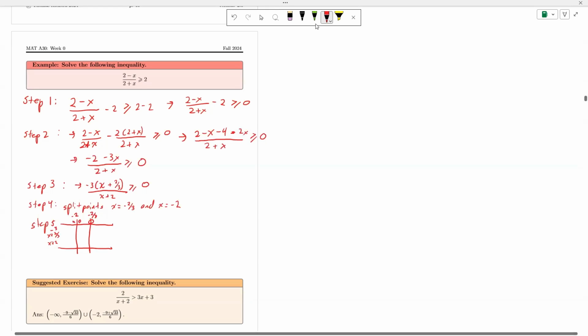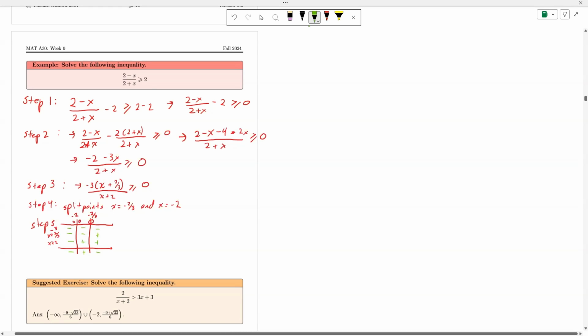And now I'm going to write my signs. You'll notice I am negative, negative, negative from minus 3. It's always negative. For x plus 2/3, I'm negative, then I'm going to be positive, positive. And x plus 2, I'm negative, positive, positive. Now we multiply our signs. 1 negative is going to be negative. 2 negatives is going to be positive. 3 negatives is going to be negative.